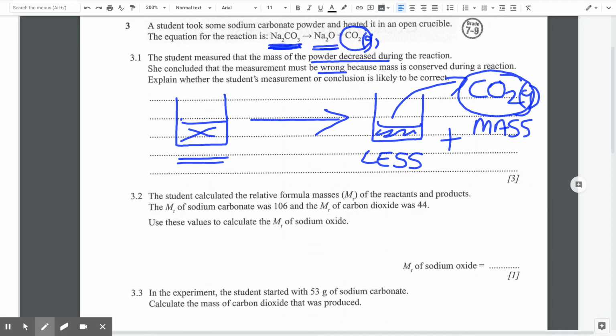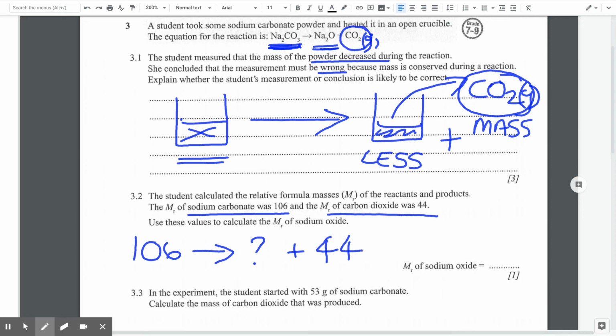Okay, so she's calculated, as we've gone along, the relative formula masses of the reactants and products. Sodium carbonate, which is Na2CO3, was 106, and the molecular mass of carbon dioxide was 44. Now, we're being asked to calculate the molecular mass of sodium oxide. If we look at the equation, we know that the sodium carbonate is on the left-hand side of the equation. That's 106. And that is going to produce sodium oxide, which is the question, plus the carbon dioxide, which we are told in the question is 44.